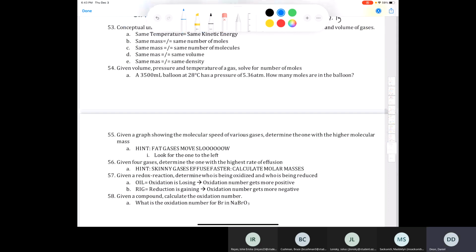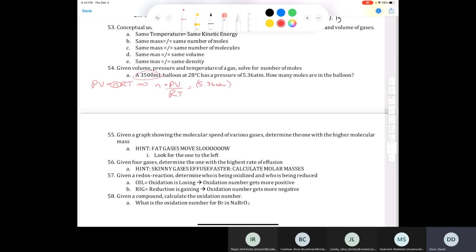Let's try problem number 54. Given the volume, pressure, and temperature of a gas, solve for the number of moles. You have a 3,500 milliliter balloon at 28 degrees Celsius, with a pressure of 5.36 atmospheres. How many moles of gas are in the balloon? For that, we're going to use the formula PV = nRT. We're going to solve for number of moles. Number of moles is going to be equal to PV over RT. We have our pressure in atmospheres, which is 5.36 atmospheres.